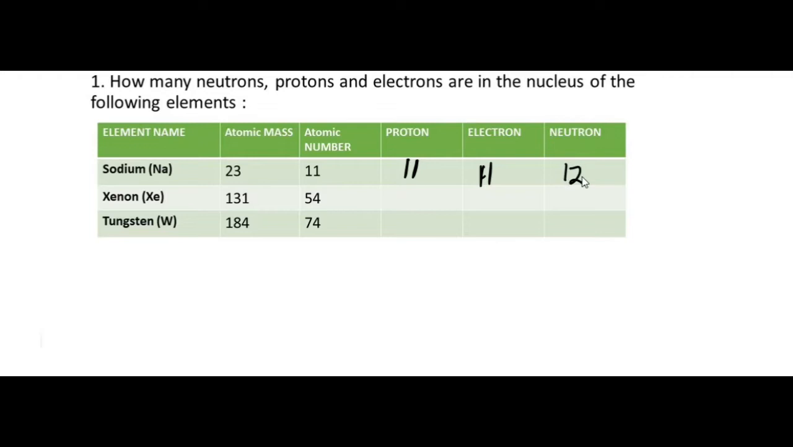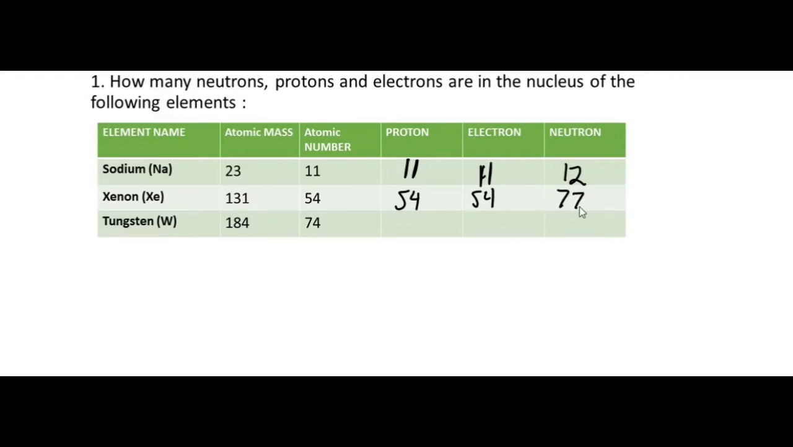Very good. So let's answer another problem. We know the atomic number is 54, so the protons will also be 54, and electrons would also be 54. Okay, what would be the atomic mass? It's 131 minus 54, so we got 77 for the neutrons.